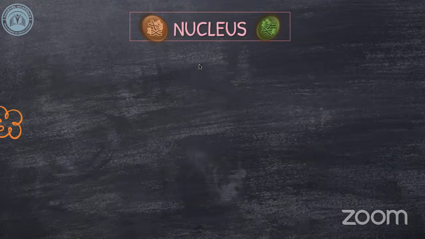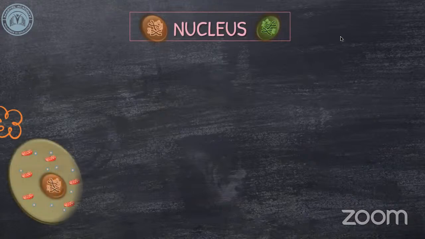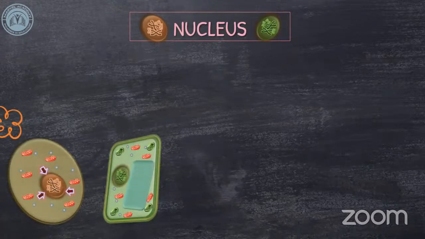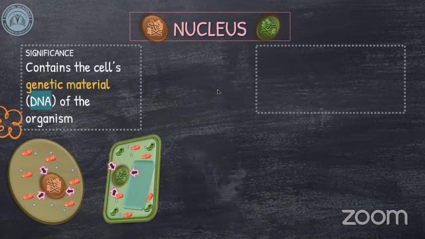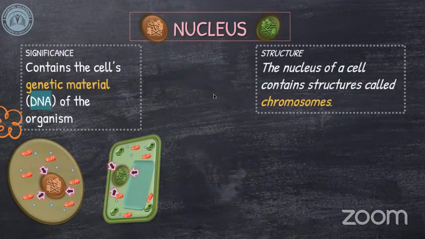Right, now we are going to learn an important structure. This structure is the control center, which is the nucleus. You know the position of the nucleus. This is in the plant cell and this is in the animal cell. Students, let's try to understand the significance. The nucleus contains the genetic material, the DNA of the organism.